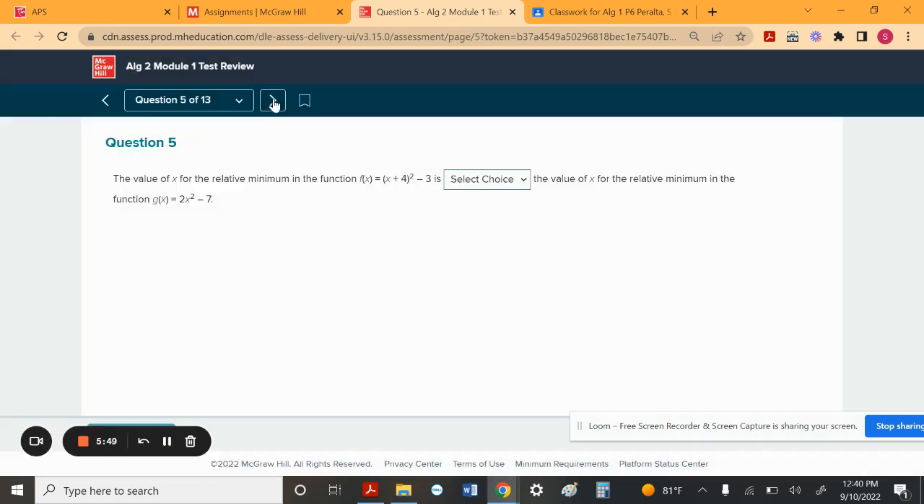And then on number 5, the value for the relative minimum in the function. Notice this one here is x plus 4 squared minus 3. So that's going to be a parabola that is going up. The value for the relative min in this particular case for x, here's a parabola that's also going up. We'd have to graph both of those to see what they generally look like. So x plus 4 squared.